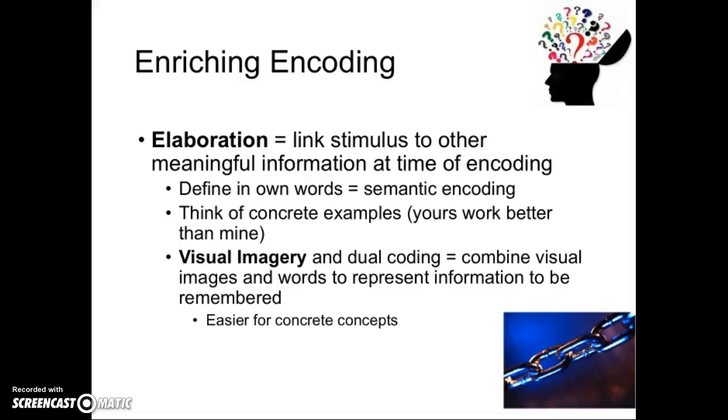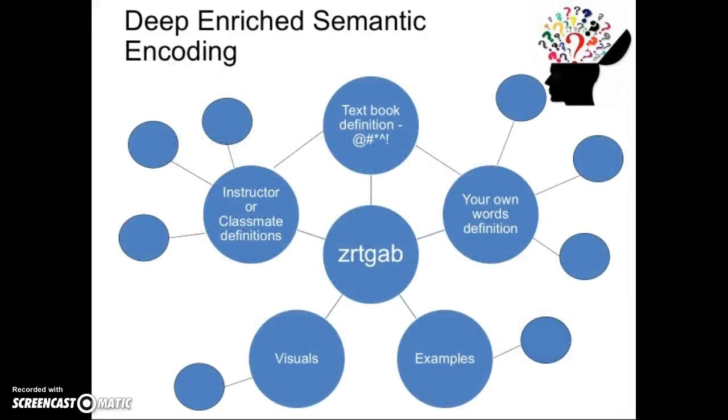You can also enrich that encoding through something called dual coding or visual imagery. This is when you're going to combine the words and the meaning of those words with images that are meaningful. You can't always create a meaningful image for everything you learn in college coursework, but sometimes you can. For example, you can create a visual or an image to help you understand what deep, enriched semantic encoding means or looks like. So here's an example.